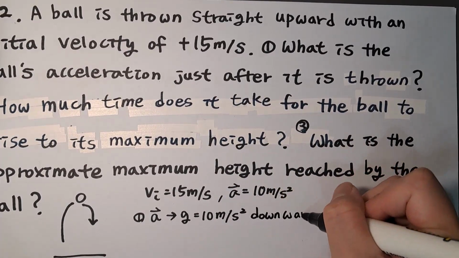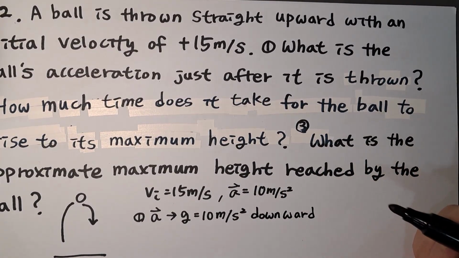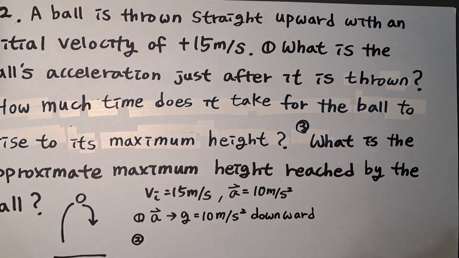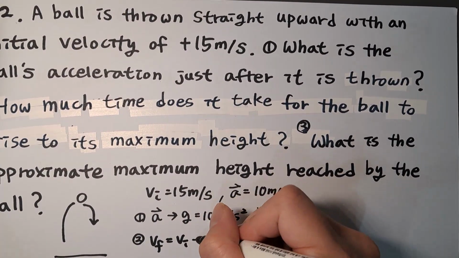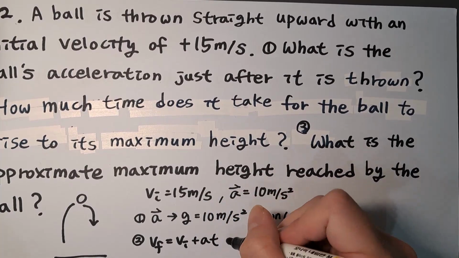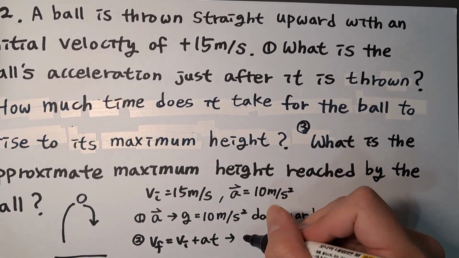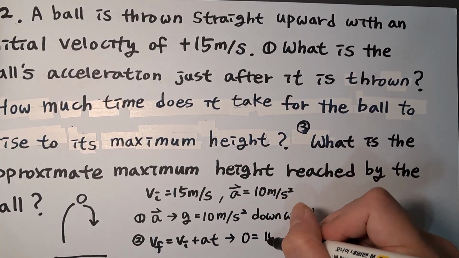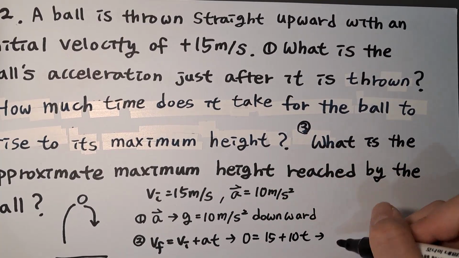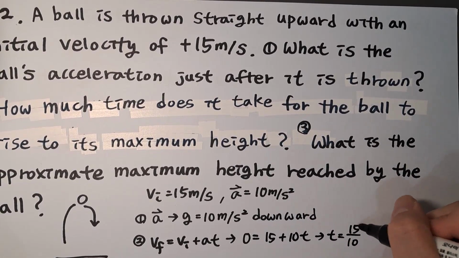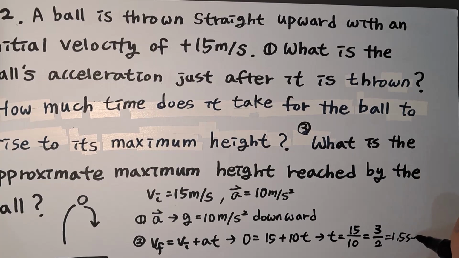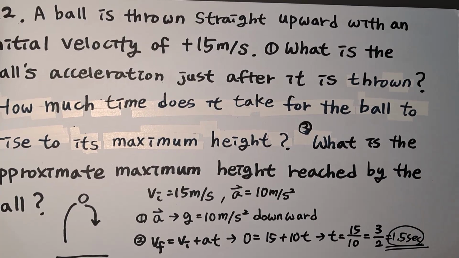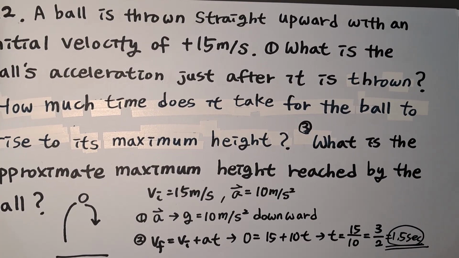So 10 meters per second squared downward. And secondly, for solving this problem, we are going to use this equation. So we can find the time is going to be 1.5 seconds.